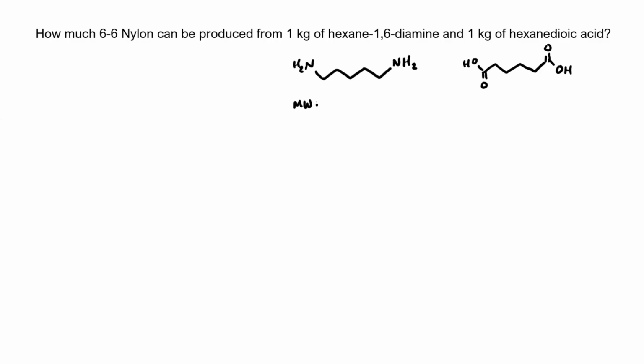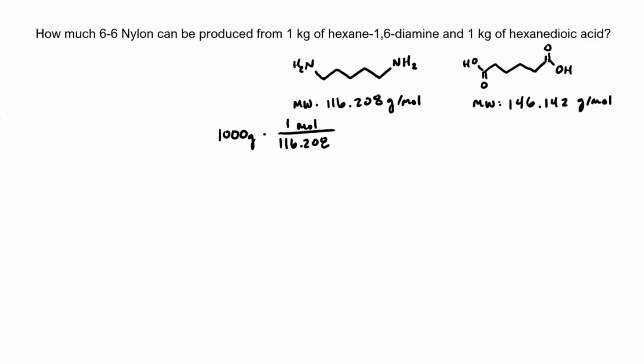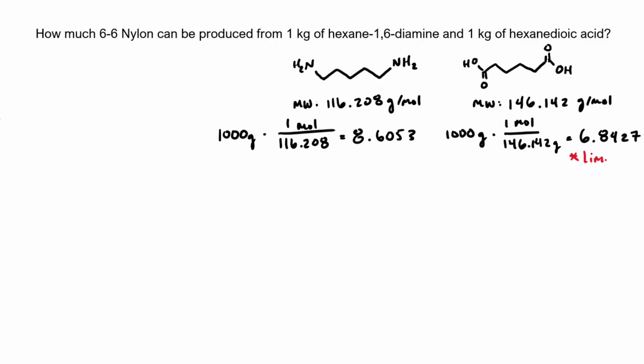So the masses of each of the starting reactants are given, but of course we're going to need that in molar quantities, so we start with calculating the molar mass of each of these. Then we can use the molar mass to convert 1,000 grams into 8.6053 moles of the diamine and 6.8427 moles of the dioic acid. Because this produces less of the product, this will be our limiting reagent.